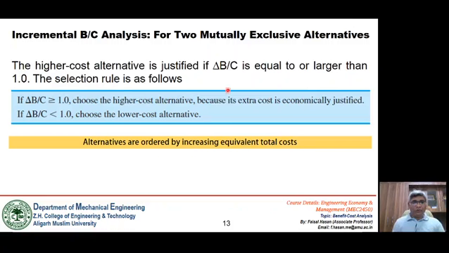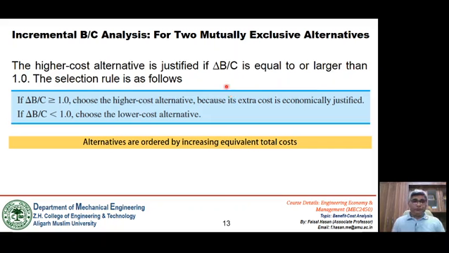Hello everyone, just continuing where we left off in our previous video lecture. Earlier we saw simple benefit to cost analysis, where we have only one alternative, and on the basis of benefit to cost analysis we make calculations to decide whether to accept that particular project or not. That is the case where we have only a single project and we are basically comparing that project with a no-project condition.